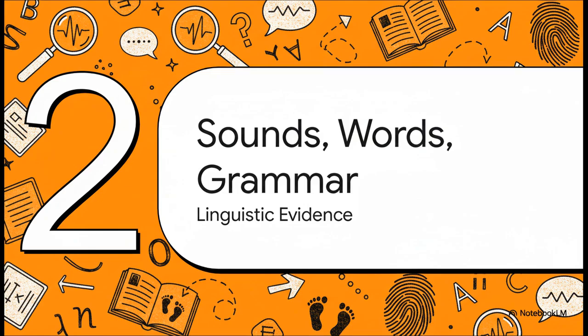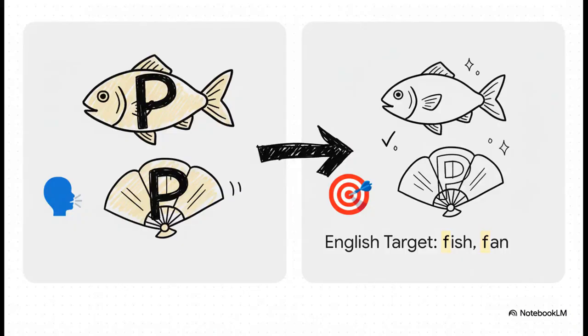Okay, now for the fun part. Let's put on our detective hats for a little bit. We're going to examine the linguistic evidence, the specific clues that language interference leaves behind in everyday speech. So clue number one, you might hear a student say pish instead of fish, or pan instead of fan. Now, to someone who doesn't know what to look for, this might just sound random. But nope, there is a very clear and predictable pattern happening here.